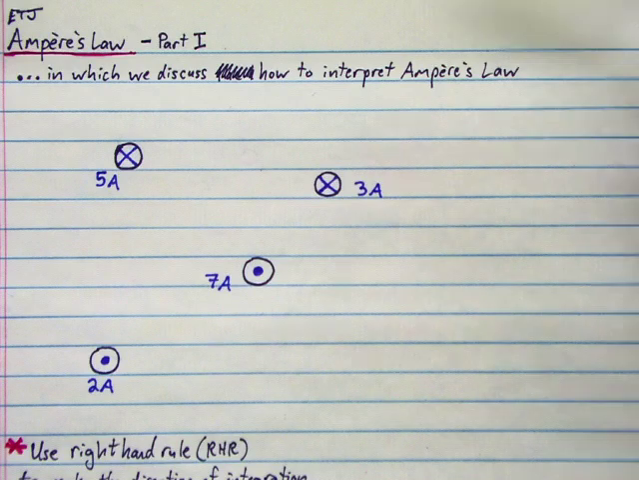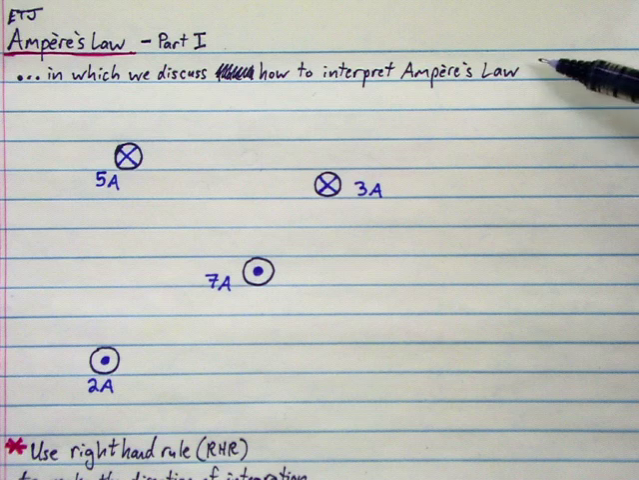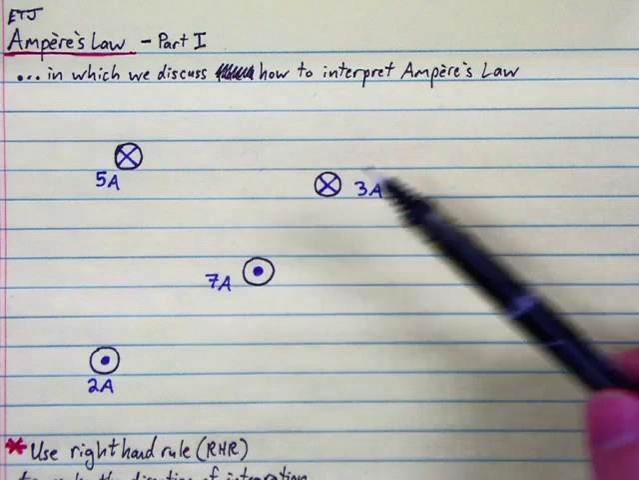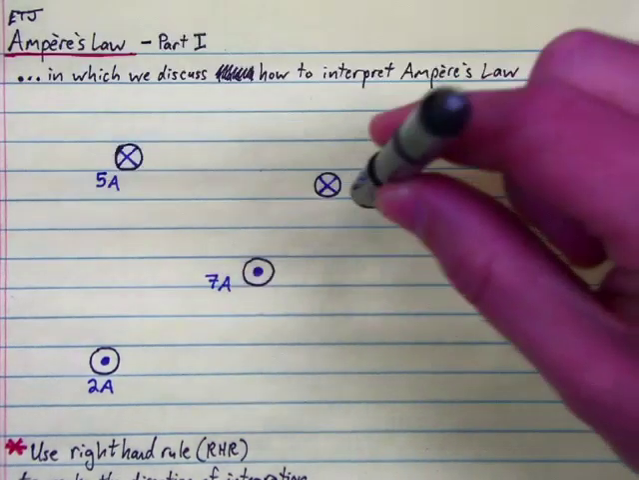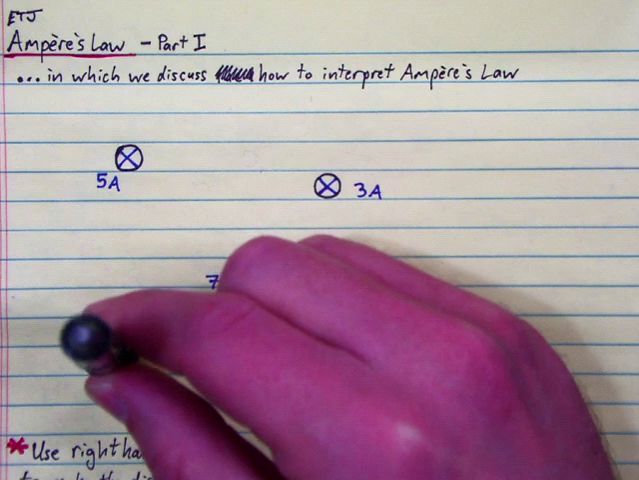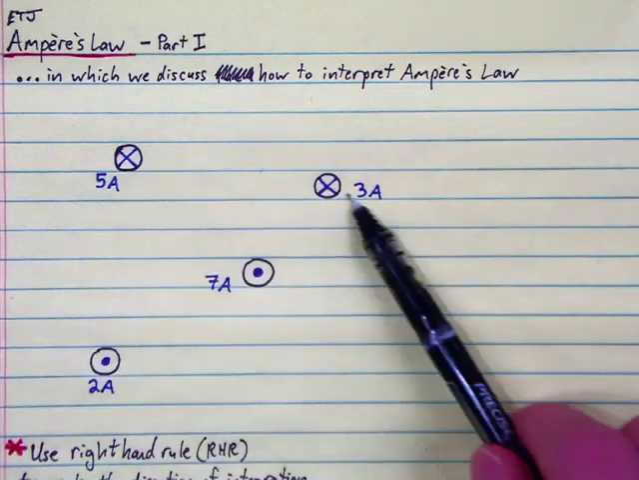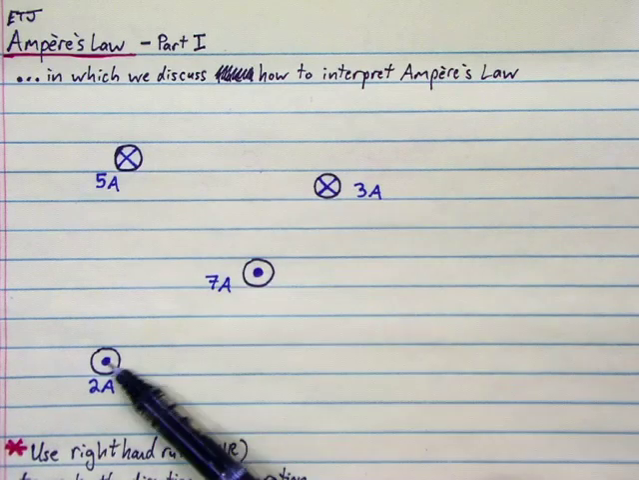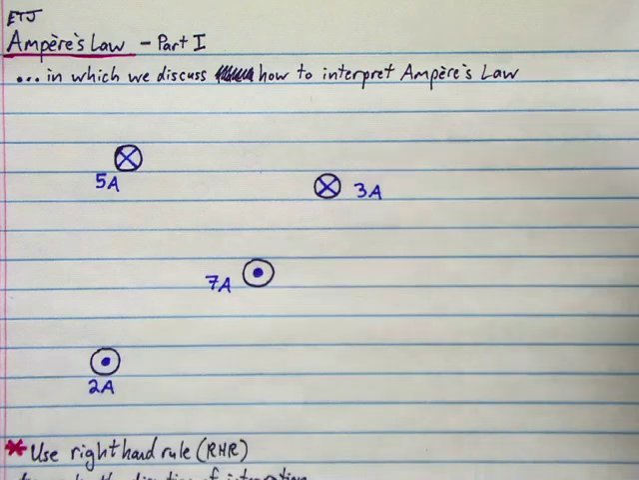Let's discuss some aspects of interpreting Ampere's law. Suppose we have four wires here seen in cross section coming out of the page like that. These two wires are carrying currents into the page, 5 amps and 3 amps, and these two wires are carrying currents out of the page.